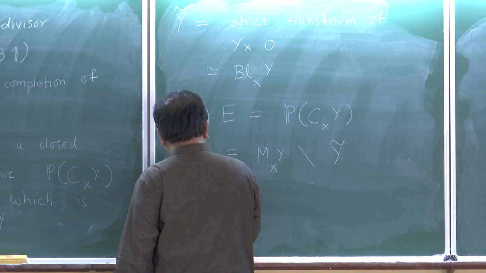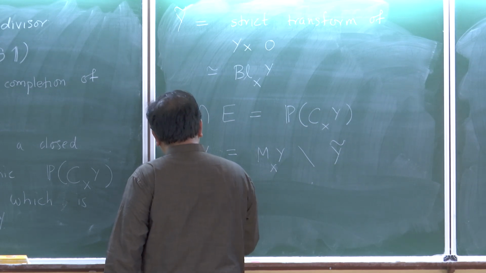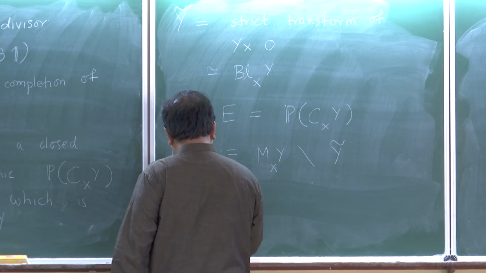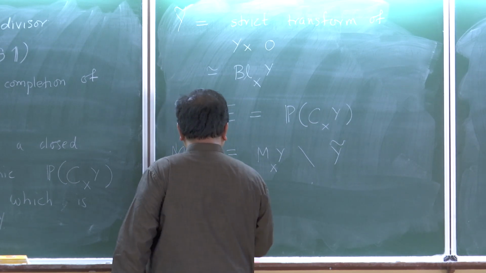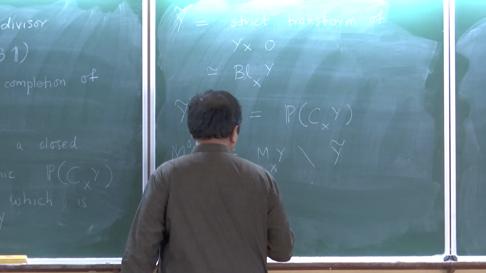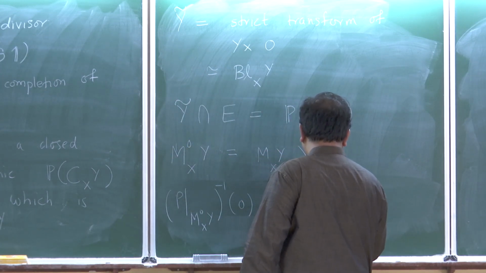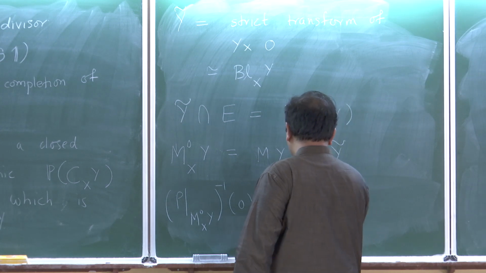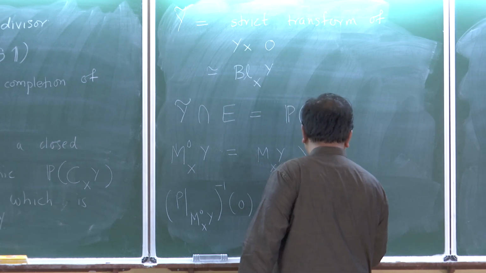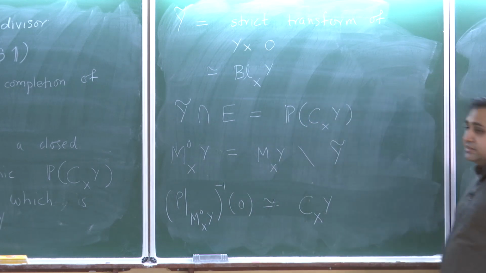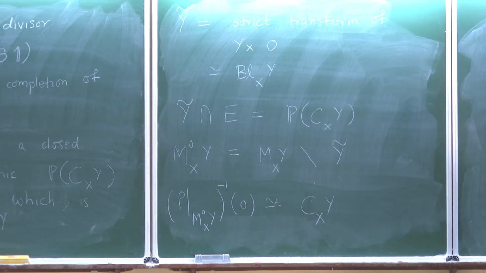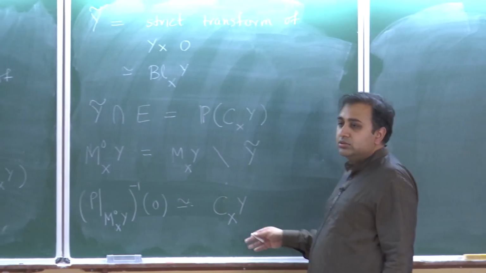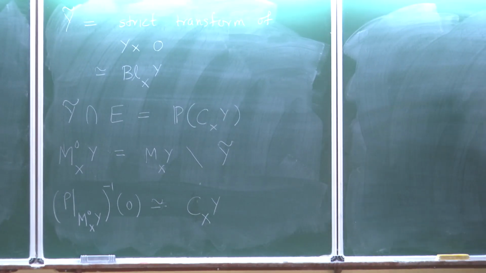So notice that if I look at rho restricted to M^0_XY, and I take the inverse image of 0, that is isomorphic to C_XY, and everywhere else the fiber is looking like Y, right? So this is how you manage to deform the embedding of X into Y to the embedding of X into the normal cone.